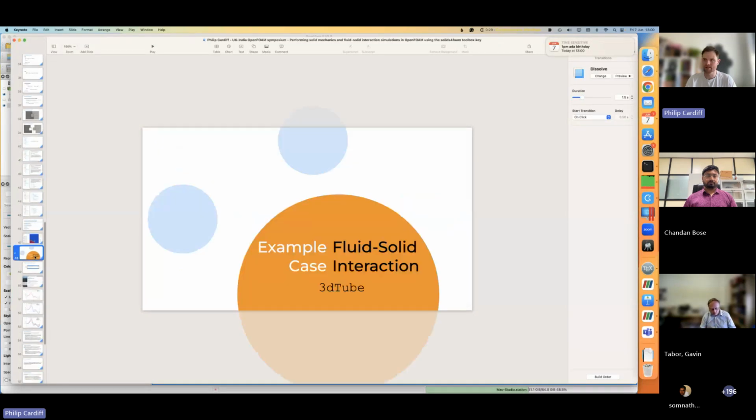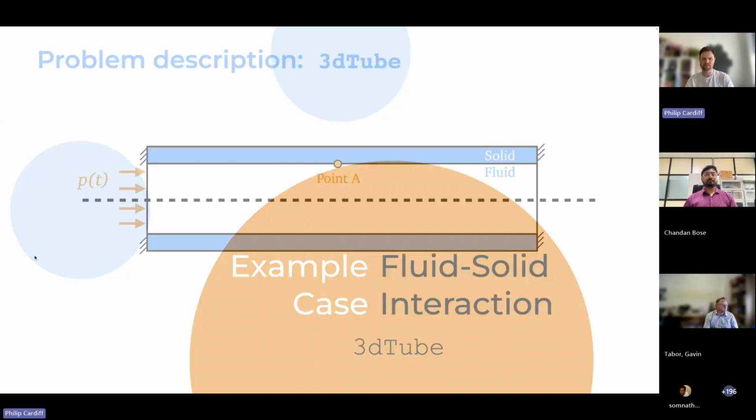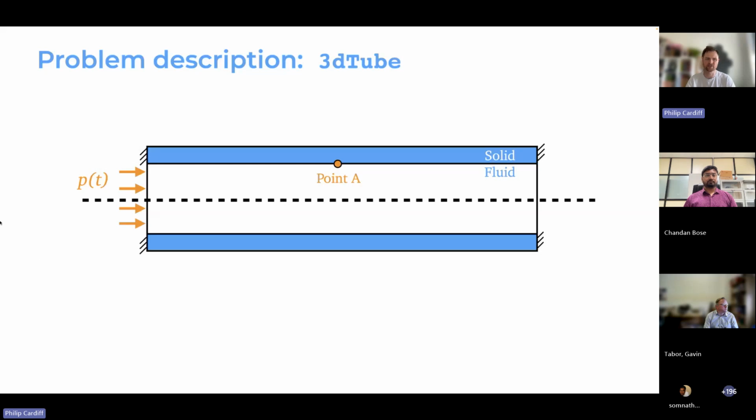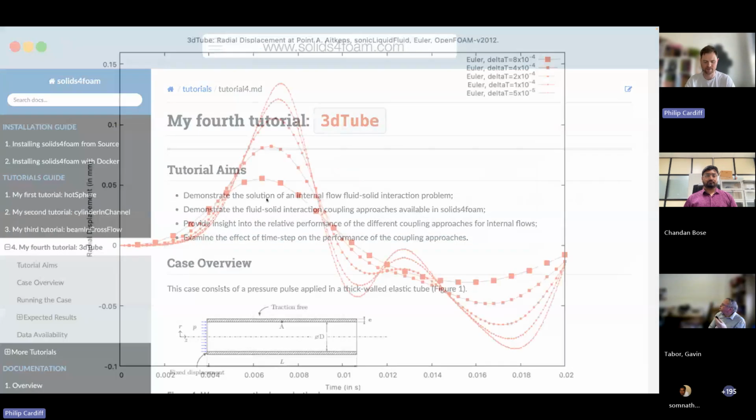Okay, so then the last thing I want to discuss is this 3D tube test case. So this is also a common benchmark in literature for FSI. So you have a flexible pipe fixed at both ends, and then you apply a pressure pulse. It's also called a water hammer case. And then you monitor the displacement of some point on the inside of the pipe wall, called point A here. So you can find this on the website as well.